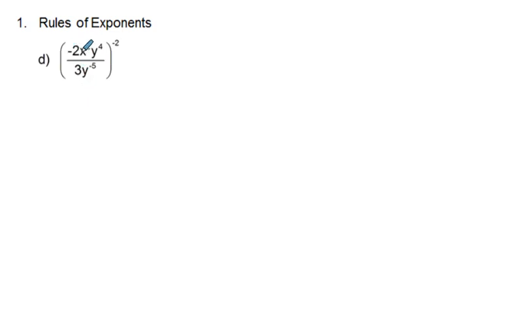Okay, we have this rational expression here: negative 2x squared times y to the 4th power over 3y to the negative 5th power. What we're going to do is use our quotient rule of exponents to simplify inside first. So we have negative 2x squared over 3. Now, using our quotient property of exponents, we have y to the power of 4 minus negative 5. And what is 4 minus negative 5? Well, it's going to be 4 plus 5, or 9. So we're going to have y to the 9th power. And then we raise that to the power of negative 2.